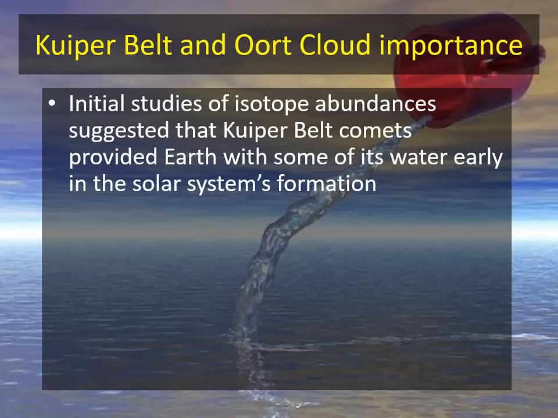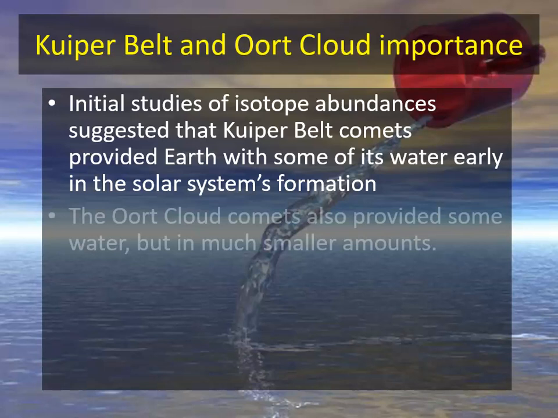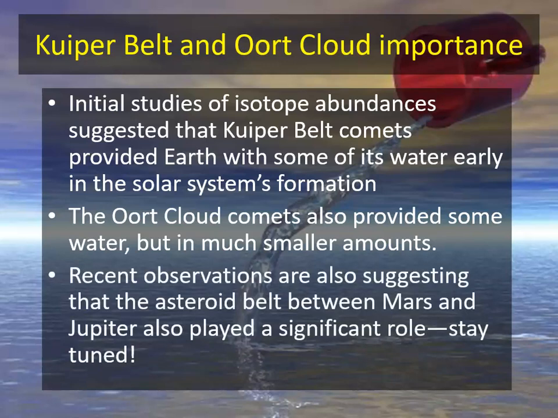Now, initial studies of isotope abundances suggest that Kuiper Belt comets actually provided Earth with some of its water early in our solar system's formation. And the general idea is that Earth got its water from comets. That was the general idea. And that maybe the Oort cloud provided some water, but in smaller amounts. But as we started looking at these isotope abundances in more detail, with greater degrees of precision, with newer instruments, we realized that this really doesn't match the isotope abundances that Earth's oceans have.